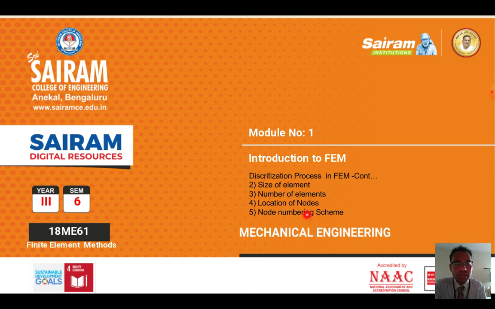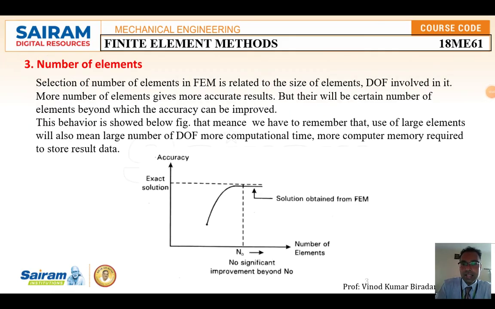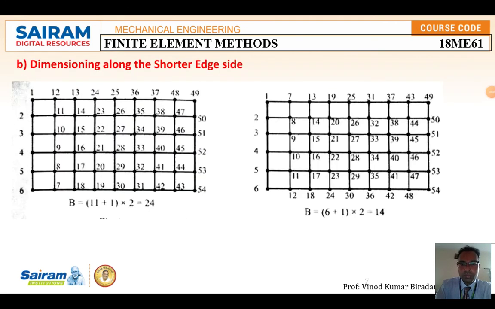Okay, you have to calculate the node numbering scheme using the bandwidth formula, b is equal to d plus 1 into f. By using that formula you are going to calculate. This is the discretization process involved in the finite element method. This is very important, but at the last stage, node numbering is very important. Here is a simple example.